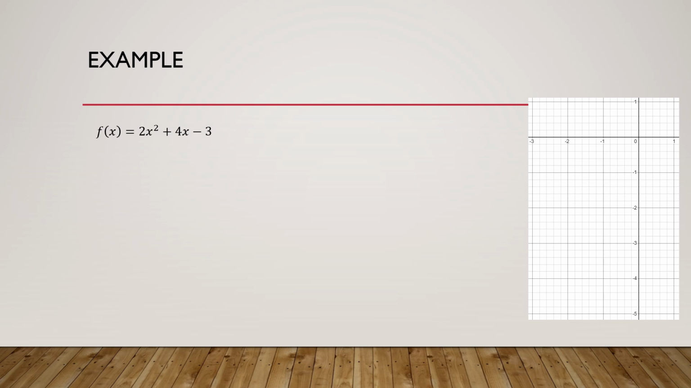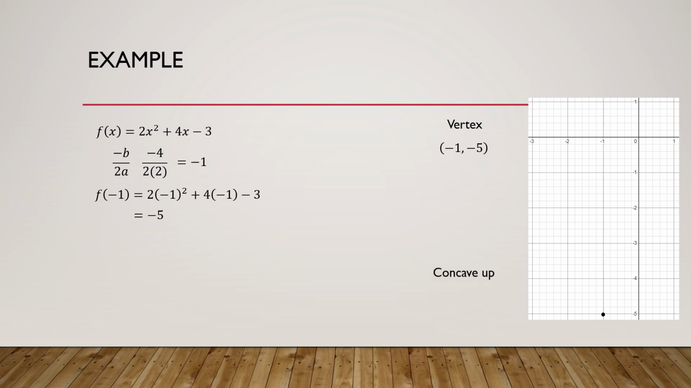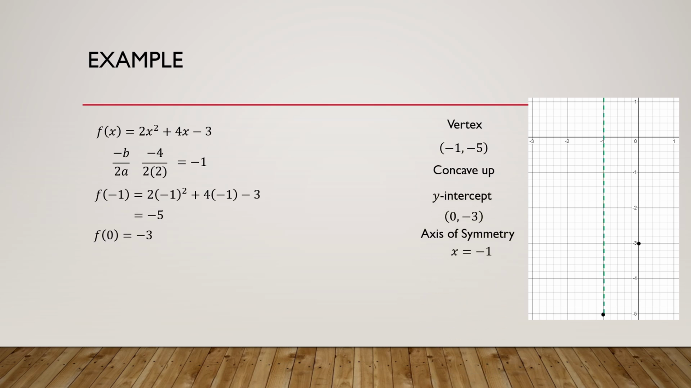As another example, let's graph 2x squared plus 4x minus 3. Negative b over 2a will be negative 4 over 2 times 2, or negative 1. F of negative 1 equals 2 times negative 1 squared plus 4 times negative 1 minus 3, which is equal to negative 5. The vertex will then be negative 1, negative 5, which will be a minimum, and the graph will be concave up from there. F of 0 is negative 3, therefore the y-intercept is negative 3. The axis of symmetry will be x equals negative 1, so f of negative 2 is also negative 3.